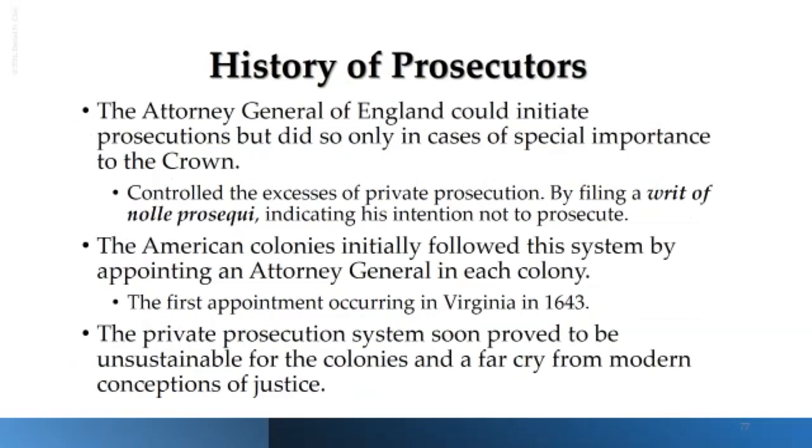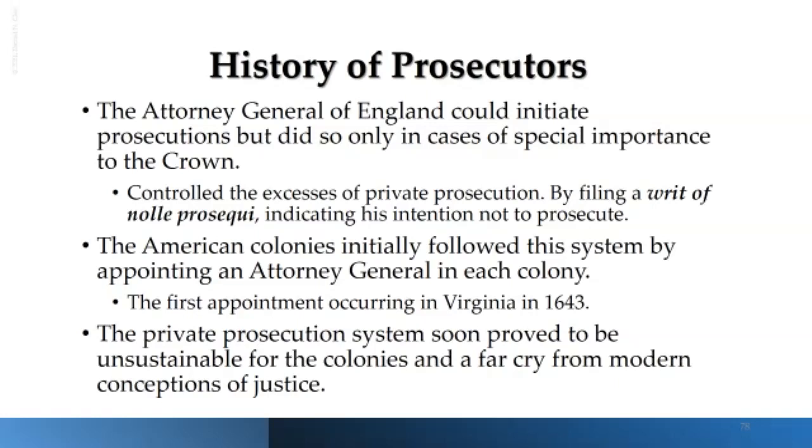So we look at the history of prosecutors again, and we're looking at the Attorney General of England. The Attorney General of England was kind of a chief prosecutor. It's really hard to describe his role, but basically the Attorney General of England could initiate prosecutions. So the government, he works for the government, could initiate prosecutions, but only did so in cases of special importance to the crown, in cases where the government had a vested interest. This often would be treason, sedition, etc., things that posed a danger to the crown. Since private prosecutions were the majority, the Attorney General only came in if it was important to the crown. So private prosecutions were the mainstay of the day.